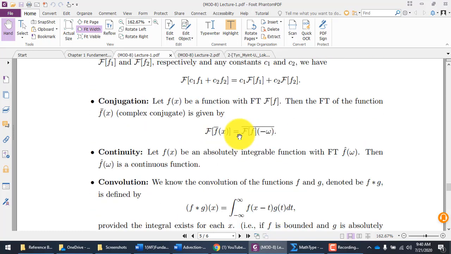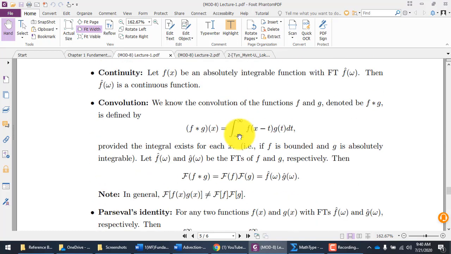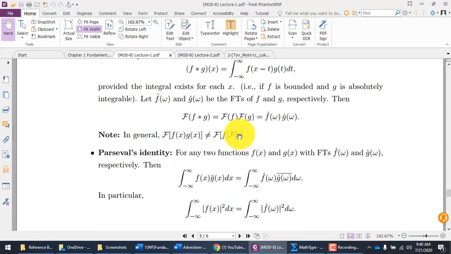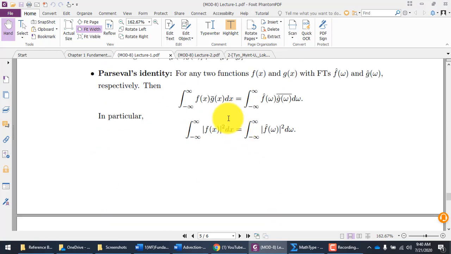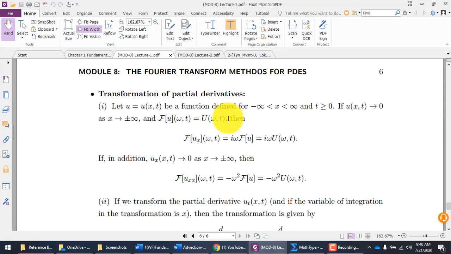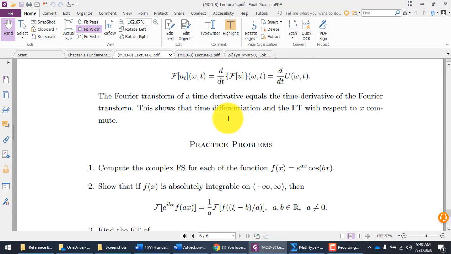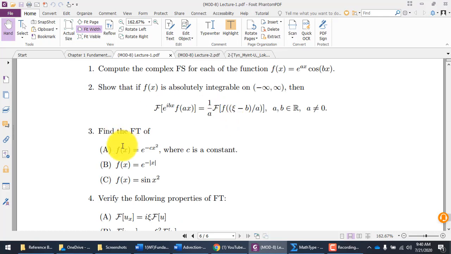And there are properties as well for Fourier transform. This is your exercise to just understand what is the Fourier transform of the derivative, what is the Fourier transform of a single derivative, that's it. And you have practice problems as well, so please try to understand what these practice problems are. This is the first main thing.